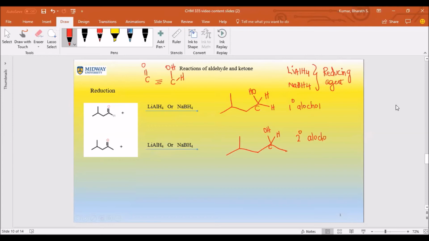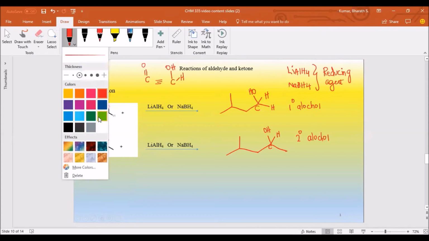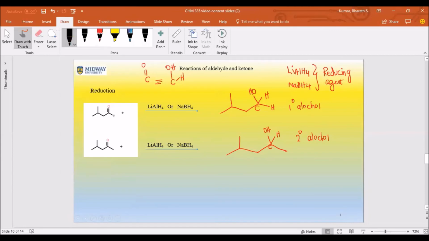So that's the classic thing I want you to take away from it. Let's write it in a different color. The drive home message is: when aldehydes are reduced, an aldehyde produces a primary alcohol, and a ketone when reduced produces a secondary alcohol.